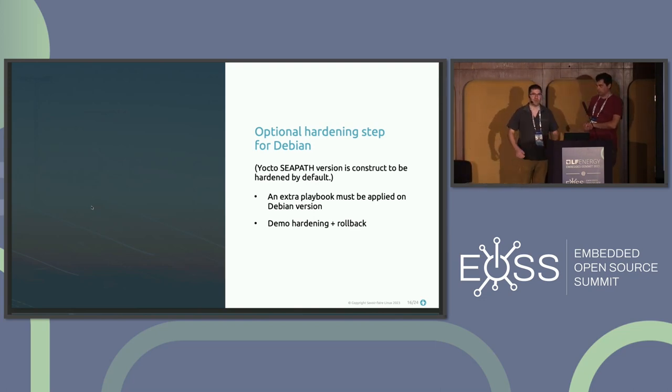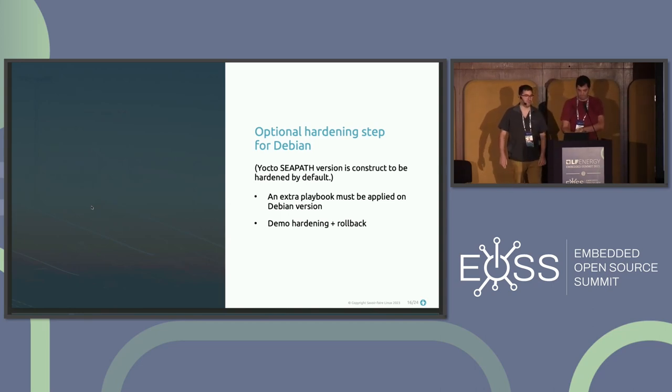We use this to implement the French cybersecurity agency rules, BP28, on Ansible, on the Debian version. On the Yocto version it is done otherwise, during the build time. I will detail that in the latest call. So we made a playbook to harden Debian following this guide.